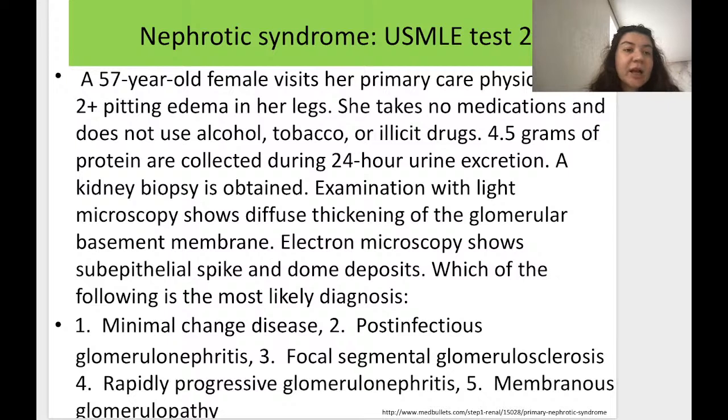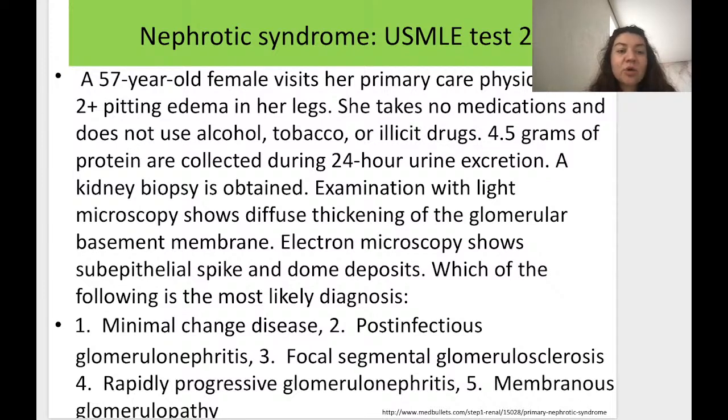Test 2. A 57-year-old female visited her primary care physician with mild pitting edema in her legs, middle stage. She takes no medications and does not use alcohol, tobacco, or illicit drugs. 4.5 grams of protein are collected during 24-hour urine secretion. A kidney biopsy is obtained.